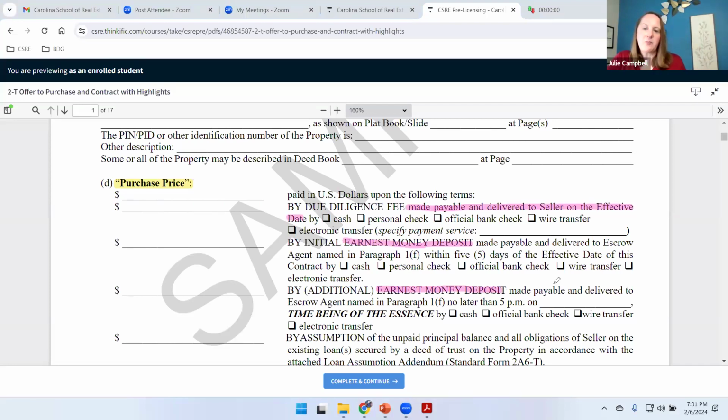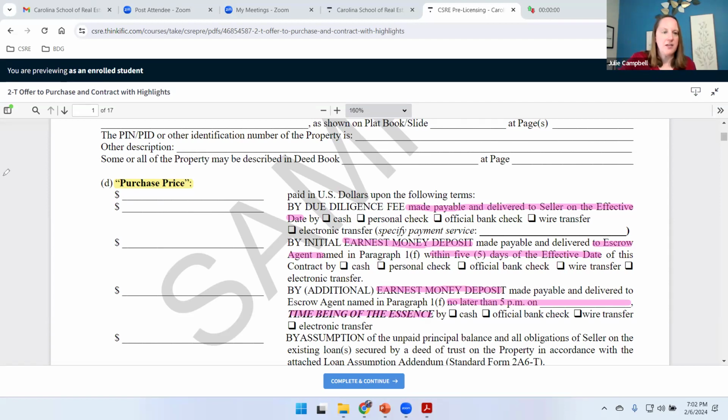Initial earnest money is payable and delivered to the escrow agent within 5 days of the effective date. And again, how? Additional earnest money is made payable and delivered to the escrow agent no later than 5 p.m. on this date, time being of the essence. So if we agree for additional earnest money, we also need to agree on a drop dead date and time. Whatever date, if the additional earnest money is not delivered by 5 p.m. on that date, the buyer could be in breach. The seller could choose to act on that. We'll see that in a second.